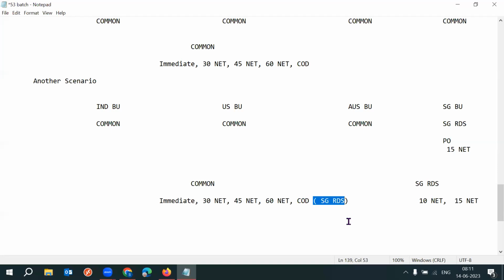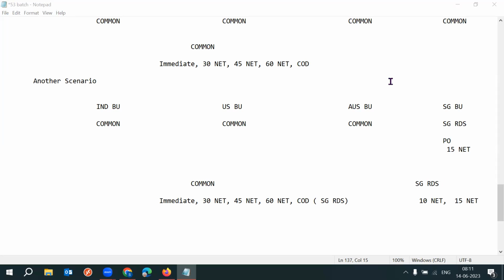Okay, so for example, for SGRDS, I have only 10 net and 15 net. This is a payment set. Now I want SGRDS to also have all the things that are in common. So I can't inherit common directly. I have to add all of them against every payment term. Yes, we have to map it independently. Correct. Okay, sure. Thanks.